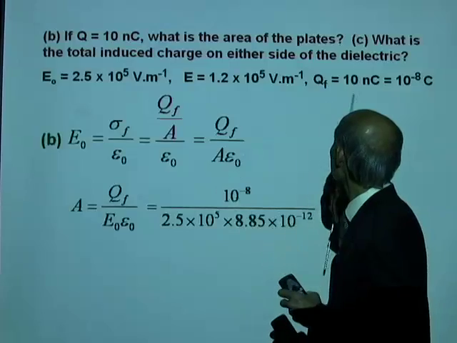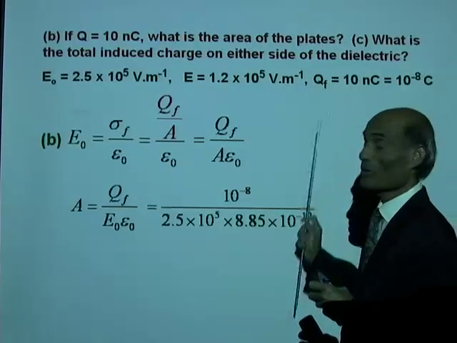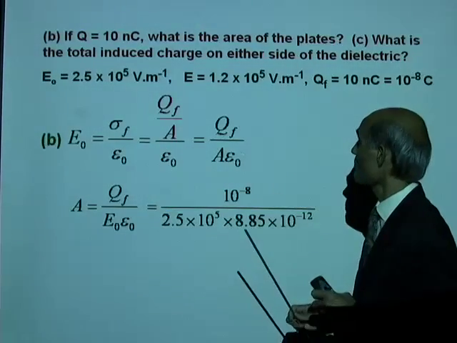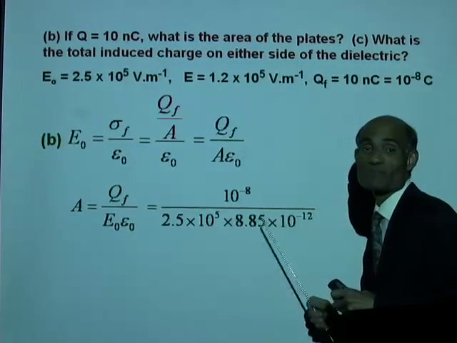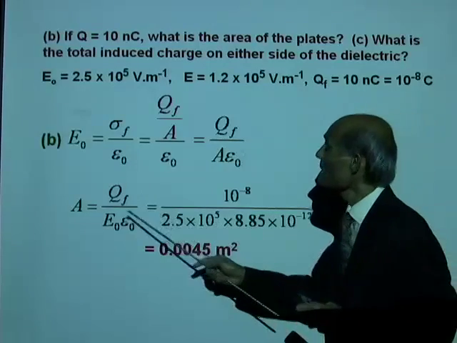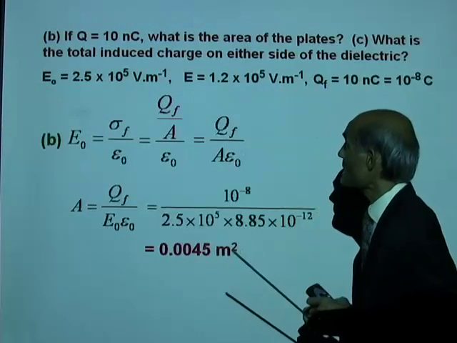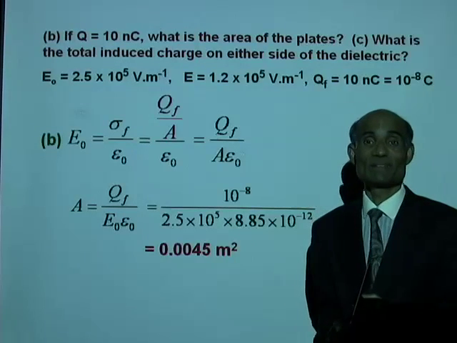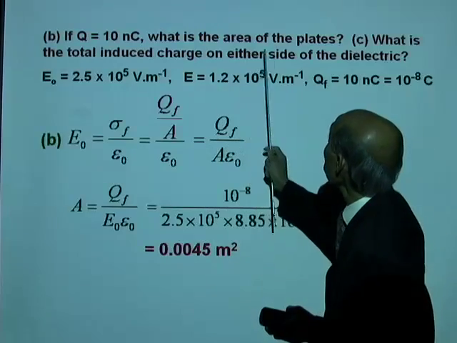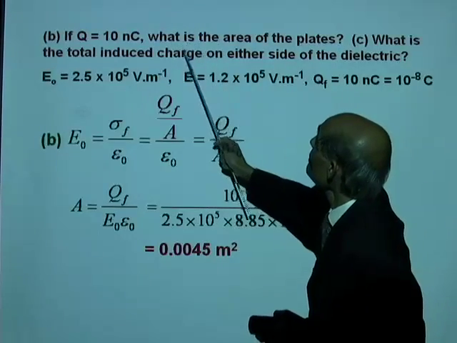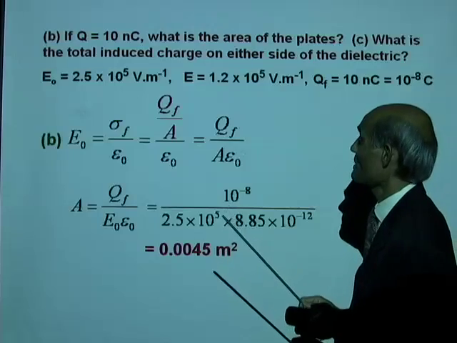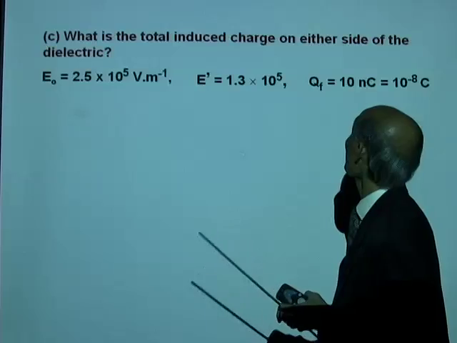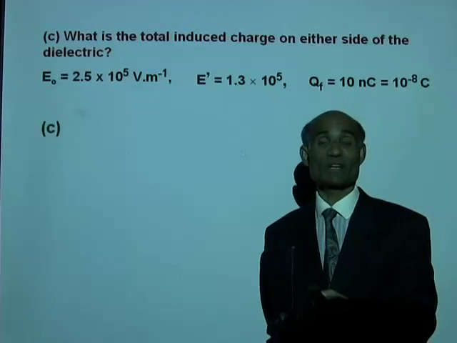QF is 10 to the negative 8 coulomb, 10 nanocoulomb, and E0 is 2.5 times 10 to the 5 volt per meter, and of course epsilon naught. And that gives me the area of the capacitor plates as 0.0045 meter square. Well, we found the area of the plates. What else do we need to find? What is the total induced charge on either side of the dielectric?